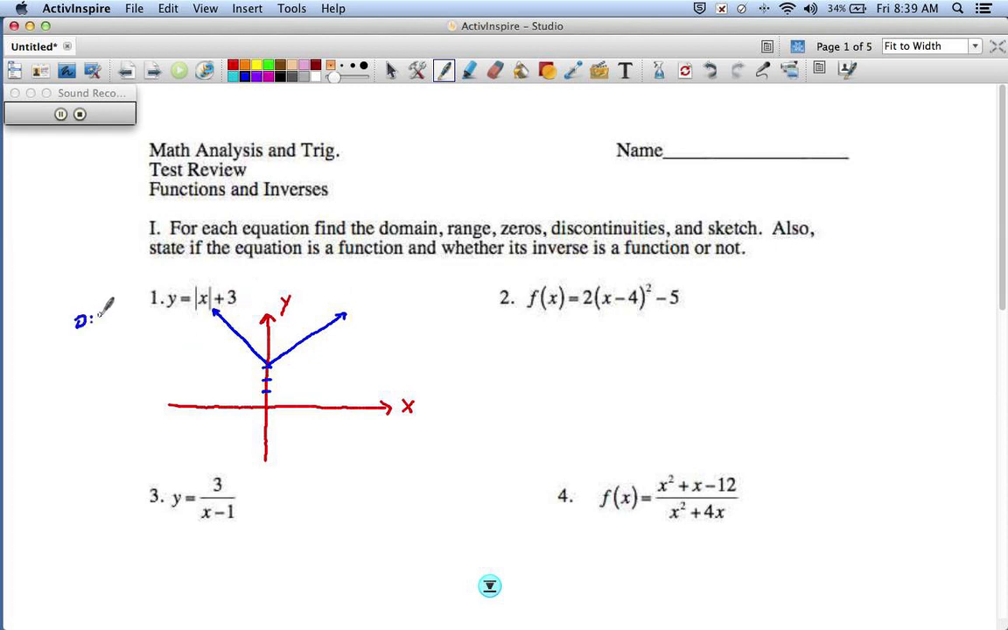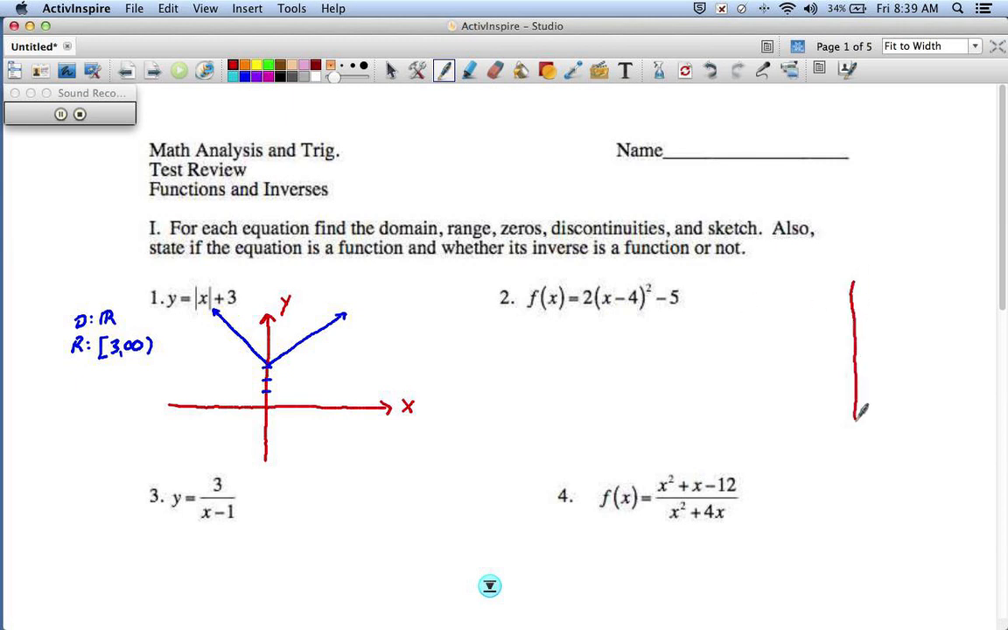Our domain is all real numbers, left to right, it goes on forever. My range, though, normally is 0 to infinity. Well, I moved up 3, so now I am 3 to infinity. Let's see, domain, range, zeros. There are no zeros to this function. It does not cross the x-axis. There's no discontinuities, and I sketched it. So we are covered there in number 1.